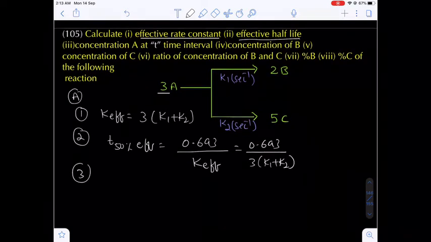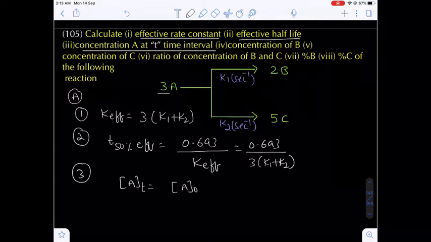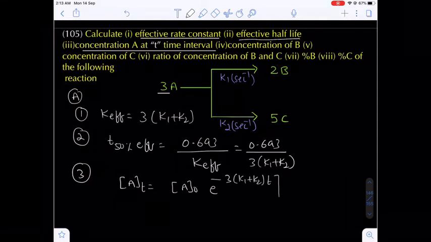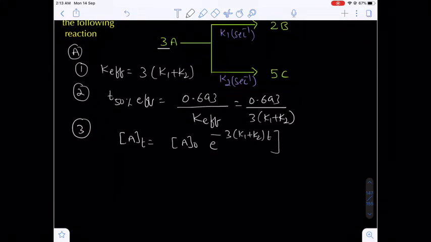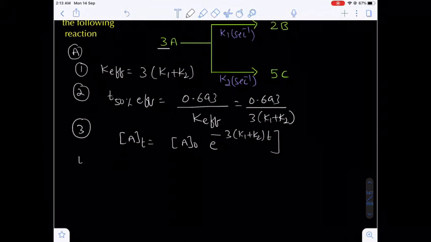Okay, now question number 3. What is question number 3? Concentration of reactant at a certain time interval T. What is the concentration of a reactant at a certain time interval T? AT is equal to A0 into e to the power minus K effective. What is the K effective? 3 times (K1 plus K2) into T. Are you getting my point? This will be the concentration of reactant at a certain time interval T.